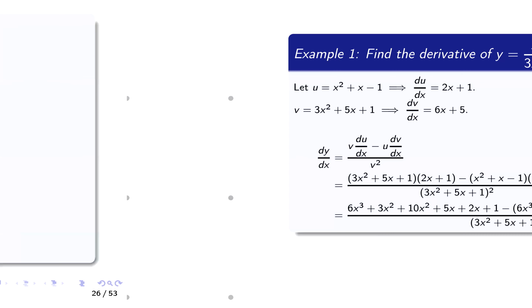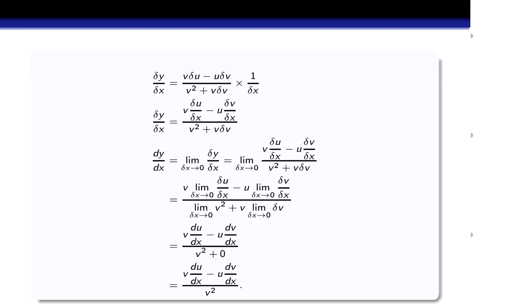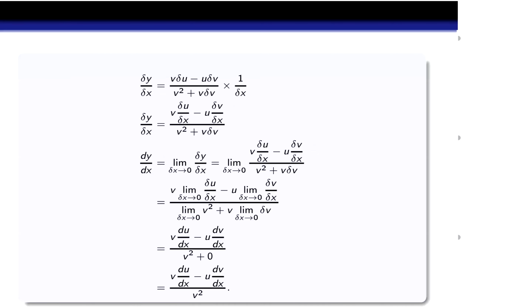Okay, this is slide 26 now. Don't forget where we were at. Here we are dividing through by delta x. So that means you have delta y over delta x equals (v delta u minus u delta v) all over (v squared plus v delta v), multiplied by 1 over delta x. And now see how that works.